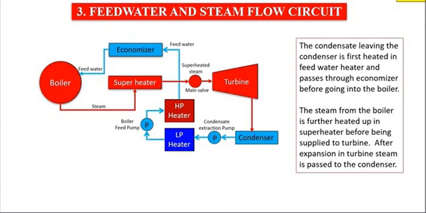So here the condensate leaving the condenser is first heated in the feed water heater and passes through the economizer before going into the boiler. The steam from the boiler is further heated up in the superheater before being supplied to the turbine. After expansion in the turbine, steam is passed to the condenser.